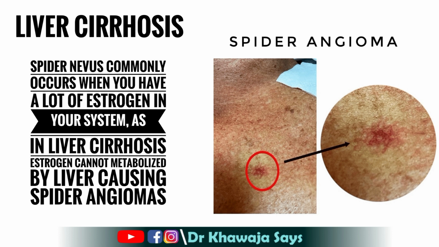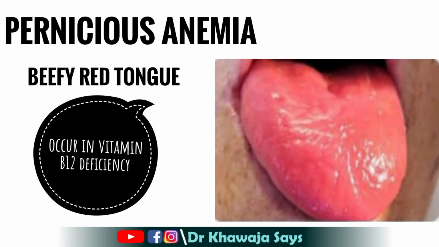Spider nevus occurs when body has excess estrogen. In liver cirrhosis, estrogen cannot be metabolized by liver, resulting in spider angiomas. Pernicious anemia. Beefy red tongue. Occurs due to deficiency of vitamin B12.